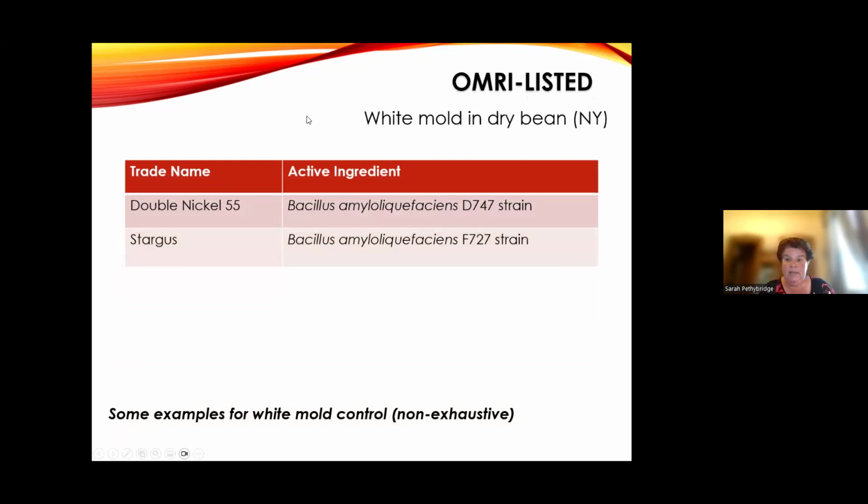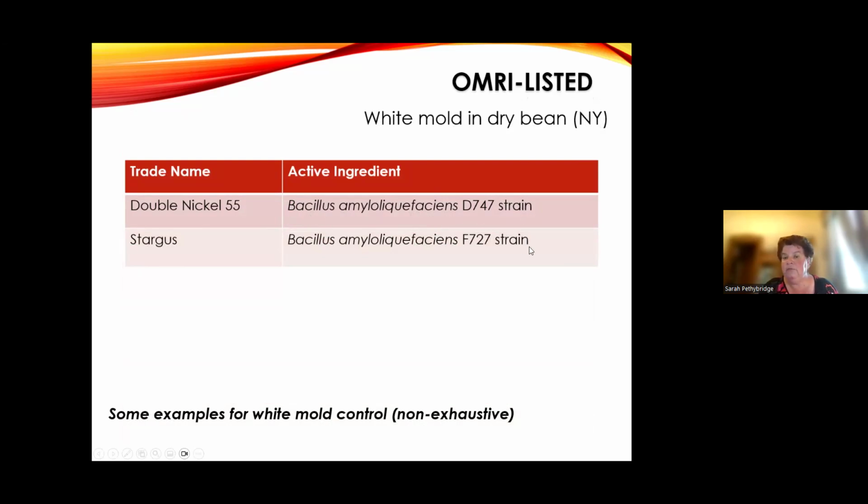Now, if you're in organic production, we've also done a lot of screening looking at the efficacy of different OMRI listed products for use within the season. And the principle is the same, to try and protect those flowers from infection. Now, the ones we've had most success with contain a Bacillus amyloliquefaciens strain.